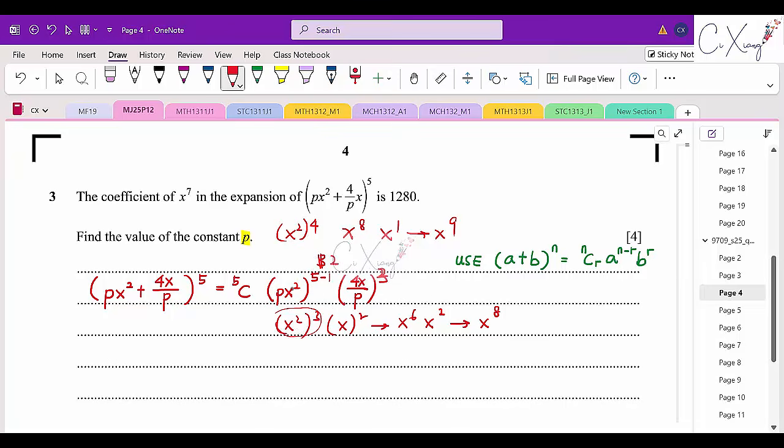Okay, then have a look at this one. You are having x squared with a square outside. And then after that, for this particular x here, I'm having x with a power 3.